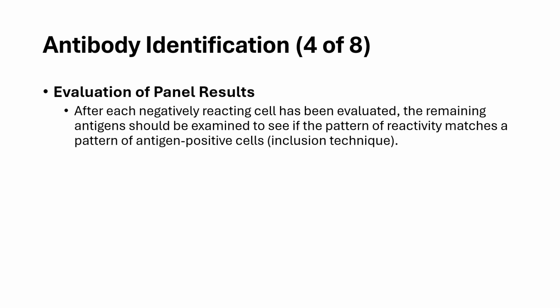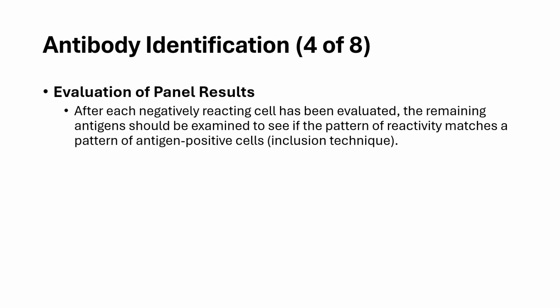So, the evaluation of the panel results. After we did the exclusion steps, once the antibodies have been excluded based on their negative reaction or the rule out technique, the next step is to evaluate the remaining antigens. This involves checking if the pattern of positive reaction aligns with cells that are antigen positive.